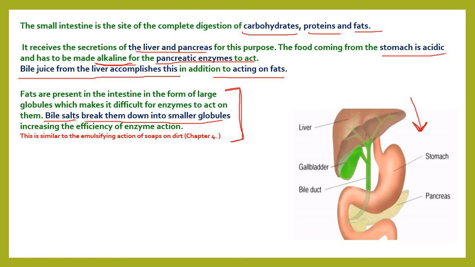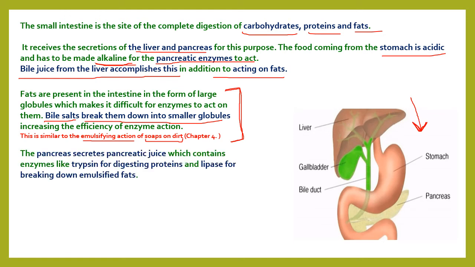और ये जो एक्शन है, it is very much similar to the emulsifying action that is in chapter 4 when we will learn soap. At that time we will learn this emulsifying action. The pancreas secretes pancreatic juice that contains enzymes like trypsin and lipase. Trypsin क्या करता है? प्रोटीन को डाइजेस्ट करता है, और लिपेज क्या करता है? Breaking down the emulsified fats.